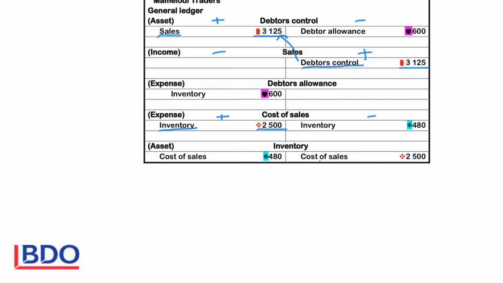Inventory is credited because inventory is an asset. Assets increase on the debit side and decrease on the credit side. Inventory was sold, so we have less inventory, so we will credit the inventory with a cost price of 2,500.